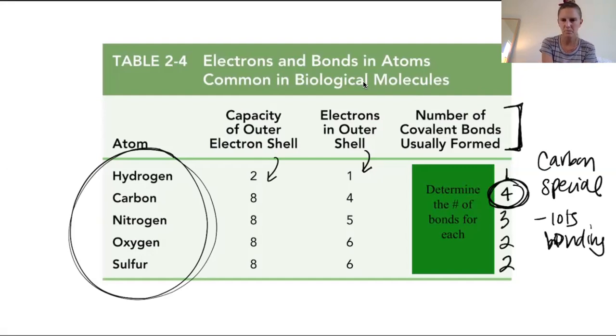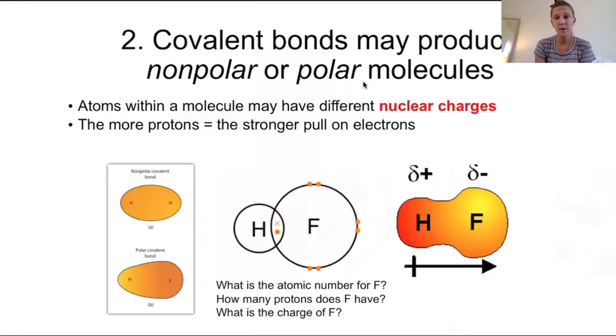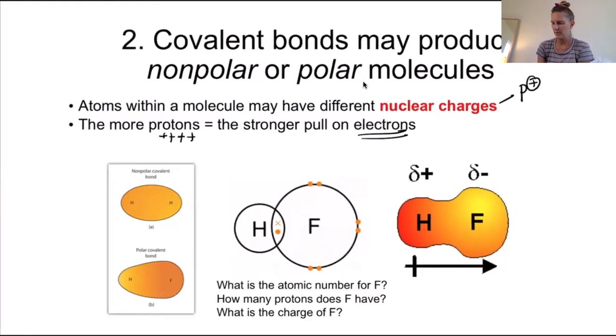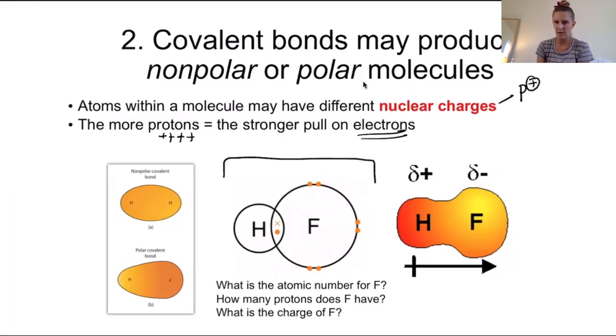All right, so covalent bonds, people get really confused with them about whether they're polar or nonpolar. So we'll go over that. So atoms within a molecule have different nuclear charges. And what I mean by nuclear charges are those protons in the nucleus, right? So the more protons you have, meaning the more positive charges that you have, the stronger the pull on nearby electrons will be, right?